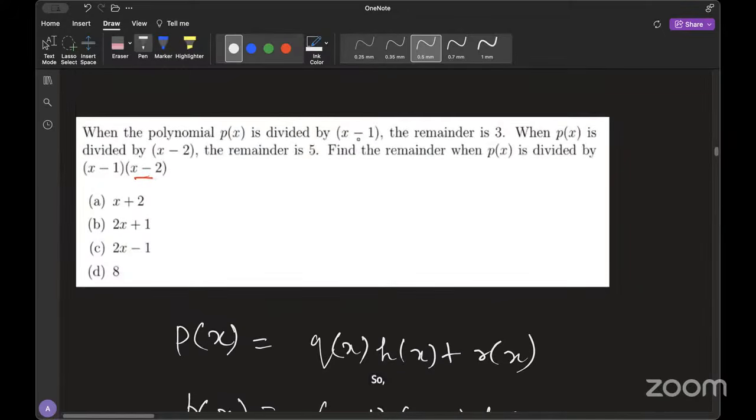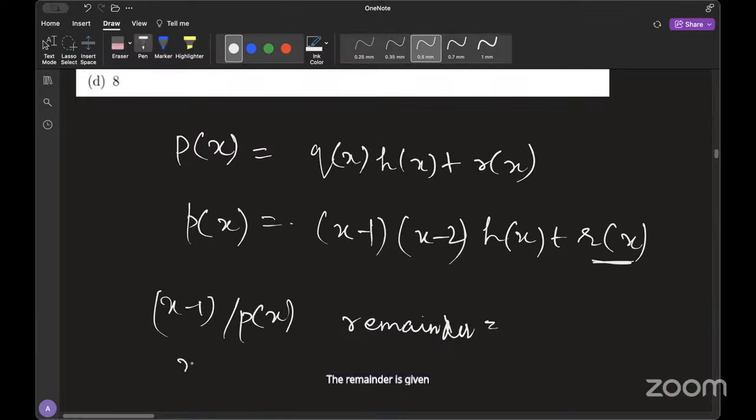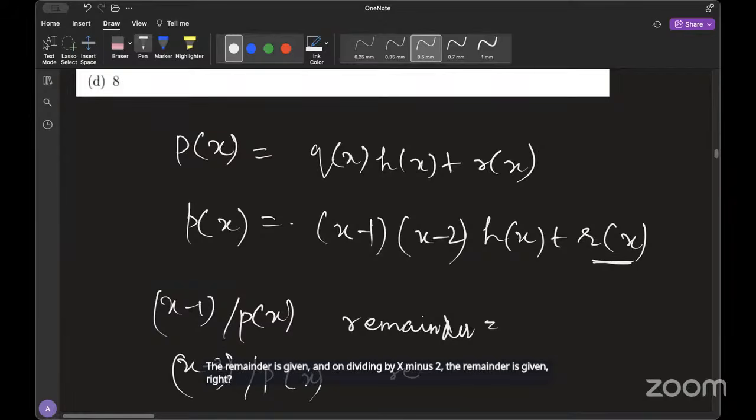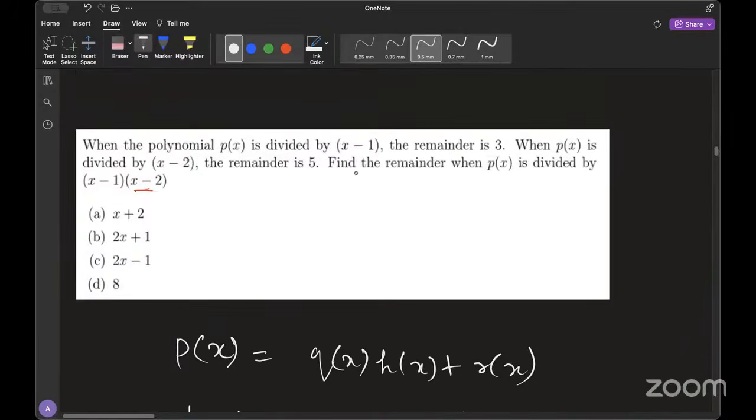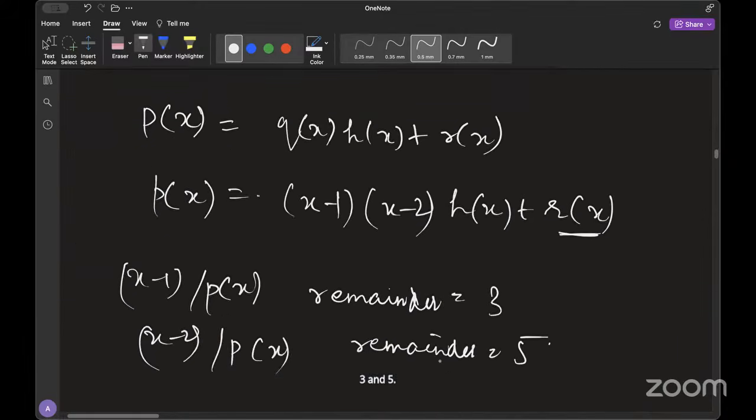So you have been given that on dividing by x minus 1, the remainder is given, and on dividing by x minus 2, the remainder is given, right? What's the remainder given? 3 and 5. This is given to you.